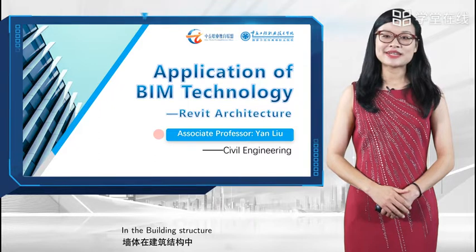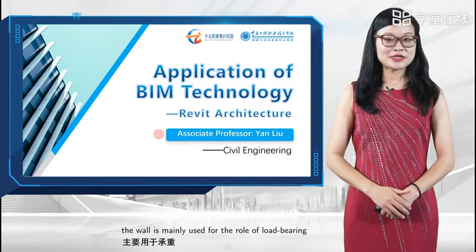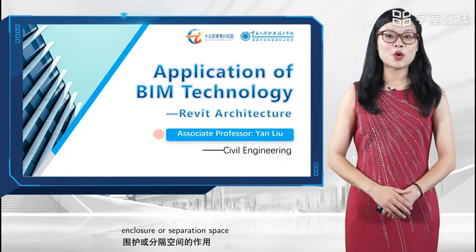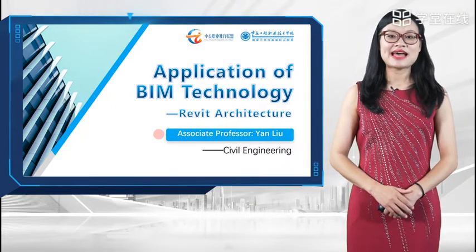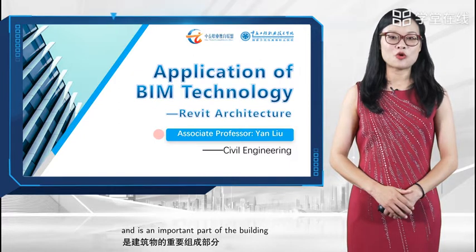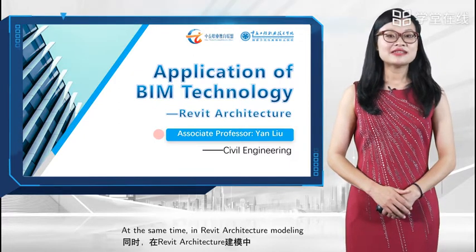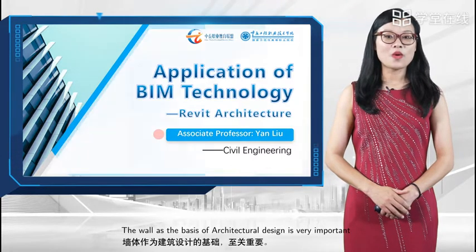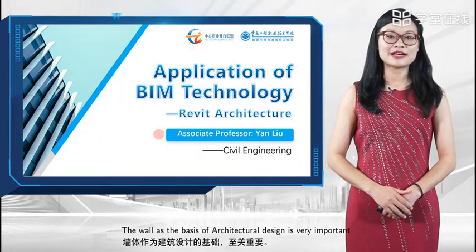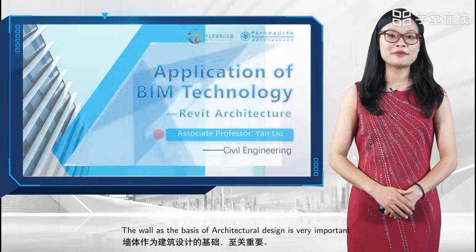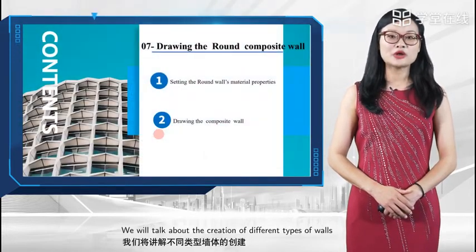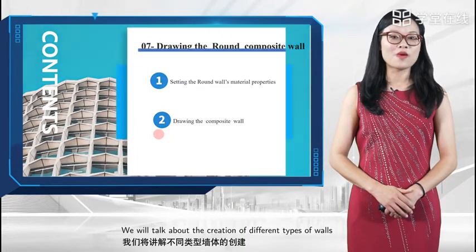In the building structure, the wall is mainly used for load bearing, enclosure, or separating space, and is an important part of the building. At the same time, in architecture modeling, the wall as the basis of architectural design is very important. Starting from this class, we will talk about the creation of different types of walls.